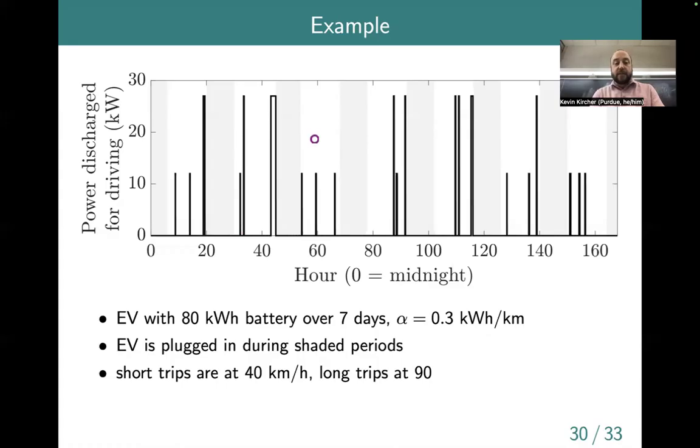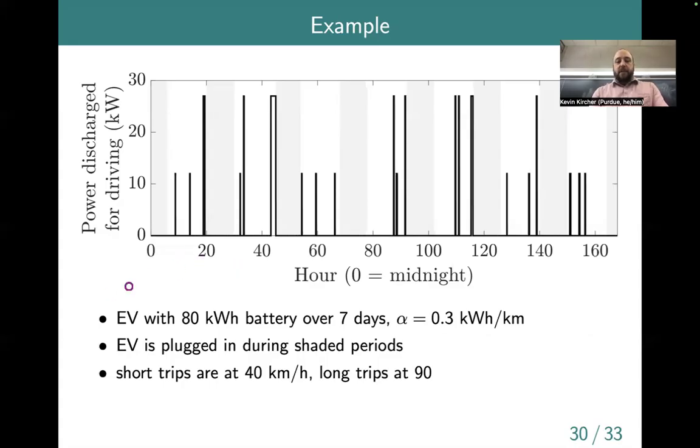And then the shaded periods here represent basically when the electric vehicle is plugged in and capable of charging. So you'll notice that all of the spikes related to driving fall during the unshaded periods. So we're not simultaneously charging and driving around. You need a really long extension cord for that, I guess.